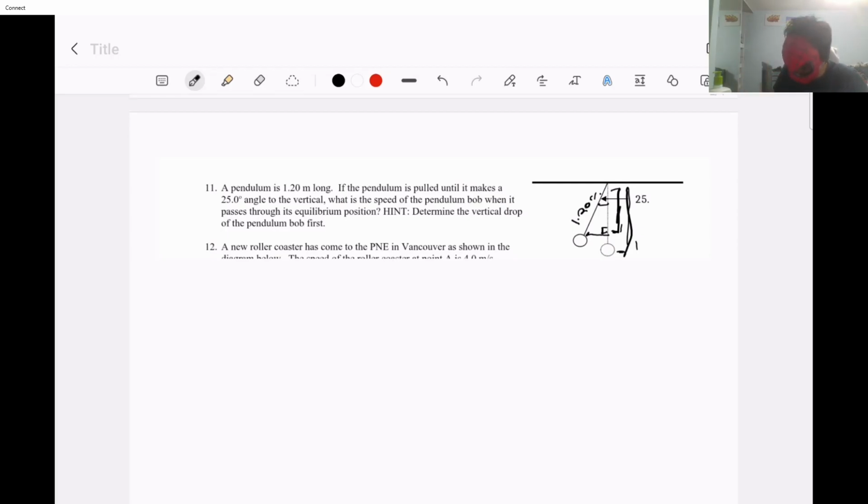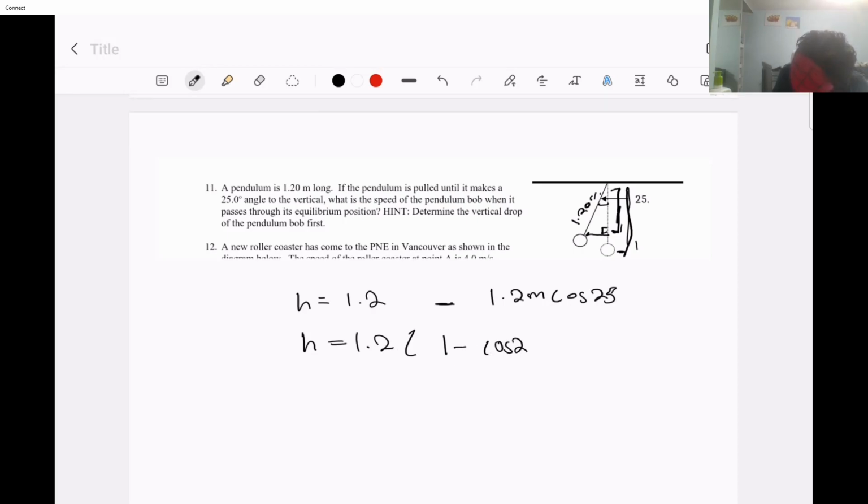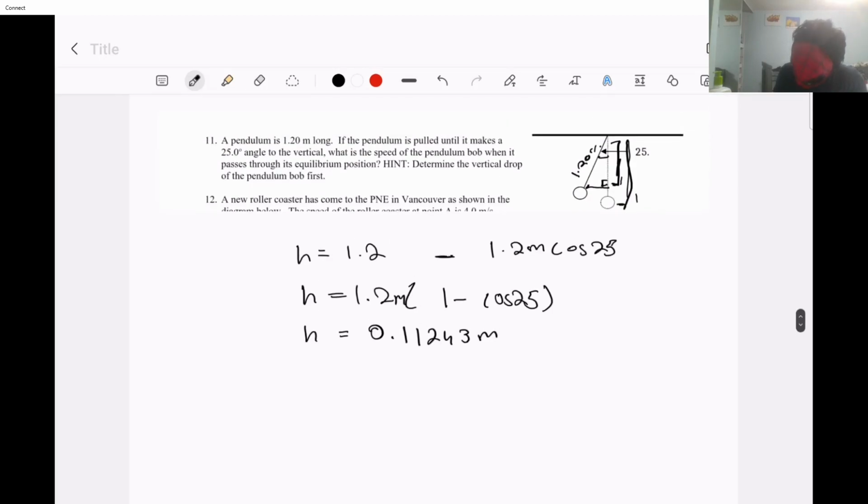So basically over here is equal to 1.2 meters cos 25. Basically the height will equal 1.20 minus this. So I'm just going to factor 1.2, so it'll equal 1 minus cos 25. Height equals 1.2 times (1 minus cos 25). The drop is 0.11243 meters. With that in mind, I can solve for it.